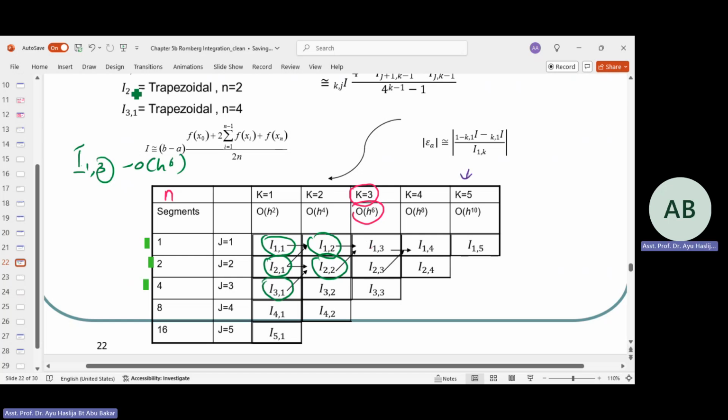Okay, and then what are the segments involved? The segments over here, you can see, double up each time: 1, 2, 4, 8, and 16. The first level uses the trapezoid equation. Second level and above use Romberg.